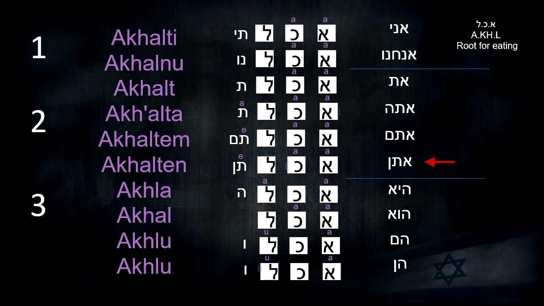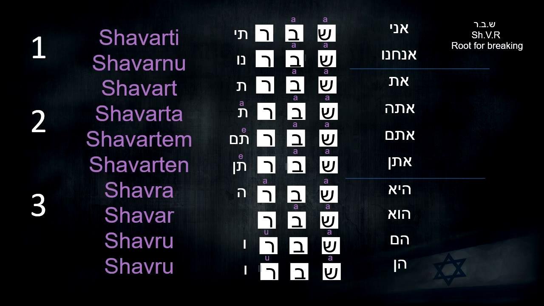Aten, achalten. Hi, achla. Hu, achal. Hem, achlu. And the last one is the same as hem. Hen, achlu. The second example is going to be shavar, shin bet resh is the root for breaking.